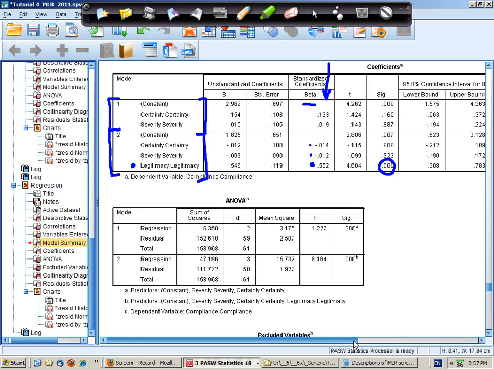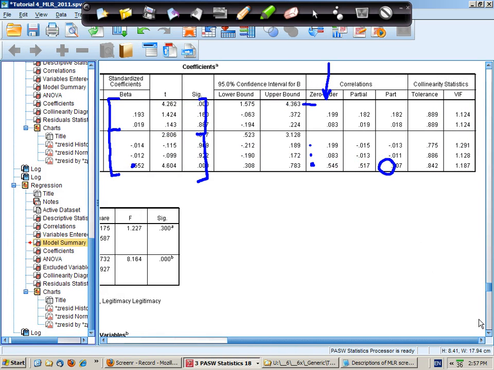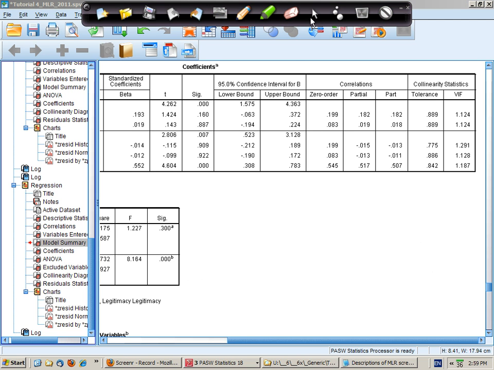Alright, so there is some other information in this table that we want to look at, particularly the zero order and partial correlations. So what we've got here are the zero order correlations between the dependent variable and each of the independent variables. So these are R values, and we saw these values earlier in the correlation table.